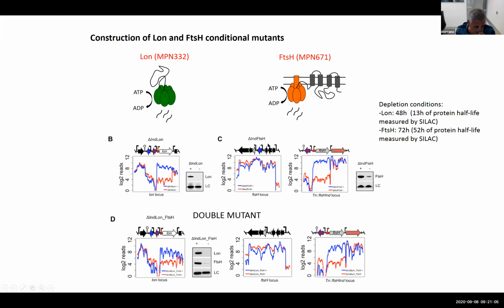So to analyze this, we decided to determine the regulation of protein degradation by LON and FTSH. But because both of them are essential, we made conditional mutants. This means that we put a repressor in the promoter of LON and FTSH. So at a certain point, we can repress expression of the enzyme and allow this protease to go down. And then we can look at the effect it has on protein levels, etc. You can see here LON that you can completely deplete, FTSH almost completely, and a double mutant LON FTSH.